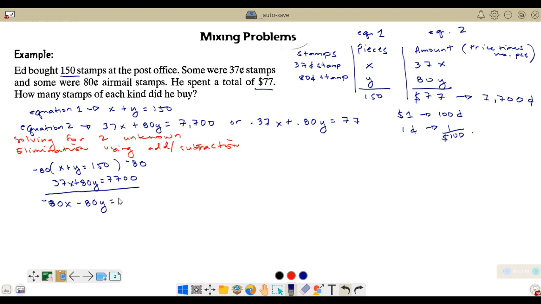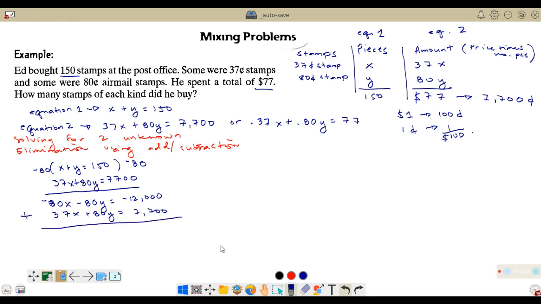Equal to, yan, kukuha ko ng calculator kasi tamad ako mag-compute na. Kuha rin kayo ng calcu. 150 times negative 80. 150 times negative 80 is negative 12,000. Hindi pala 1,200. Negative 12,000. Now, copy natin si 37x plus 80y is equal to 7,700.